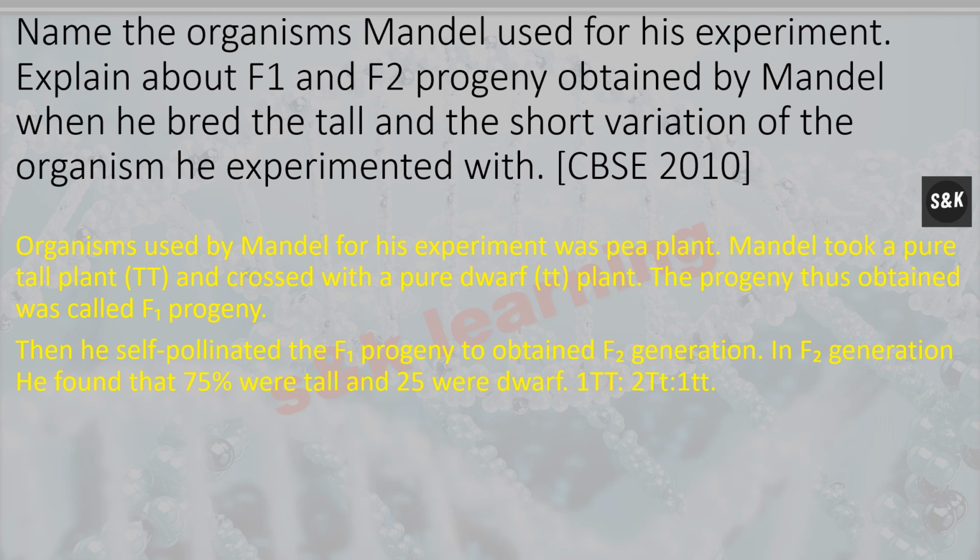Name the organism Mendel used for his experiment. The organism used by Mendel for his experiment was the pea plant. Mendel took a pure tall plant and crossed it with a pure dwarf plant. The progeny thus obtained was called F1 progeny. Then he self-pollinated the F1 progeny to obtain the F2 generation. In the F2 generation, he found that 75% were tall, but 25% were dwarf, that is, one homozygous pure tall, two heterozygous tall, and one homozygous pure short.